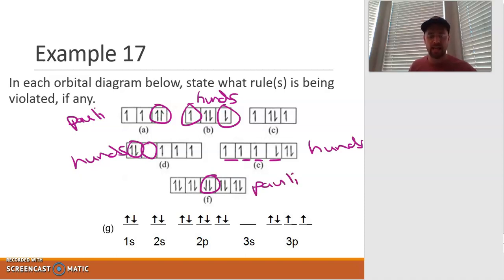And finally, in this last one, notice that we're increasing energy. Well, somehow we've skipped this orbital and this energy level to start filling up a higher energy level. This energy level and shape should have been filled up first. This actually is violating Aufbau Principle. That wraps up topic 3.